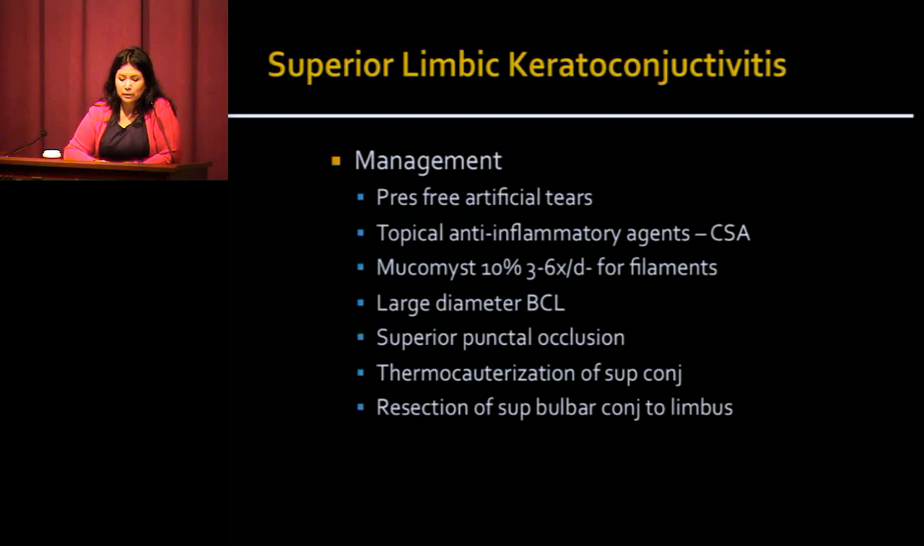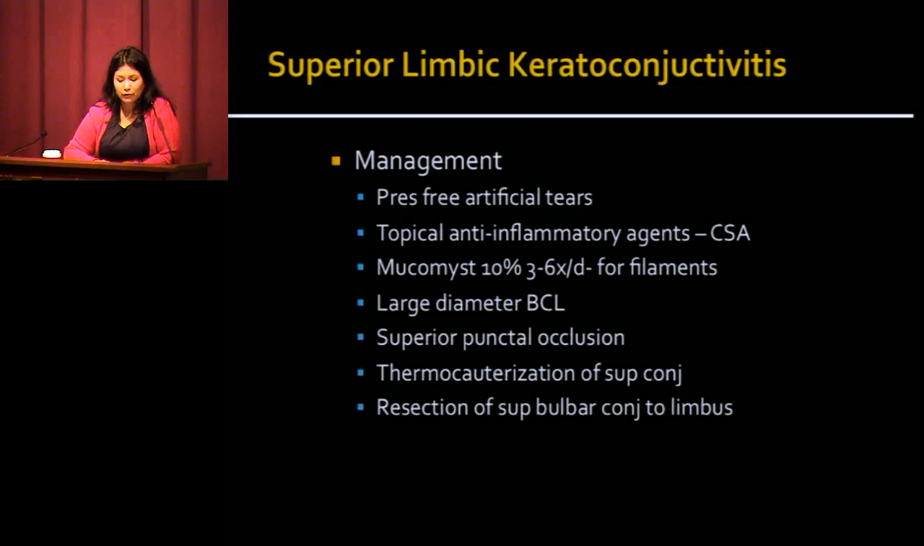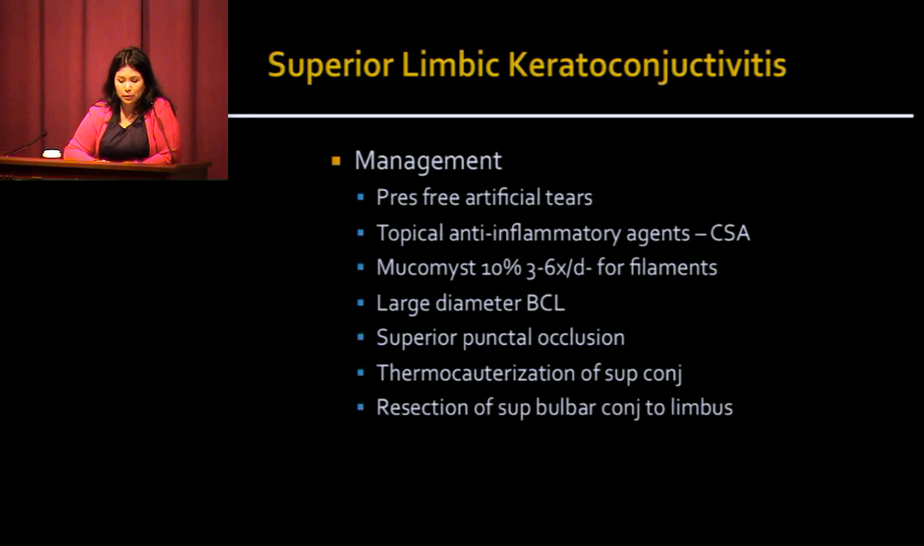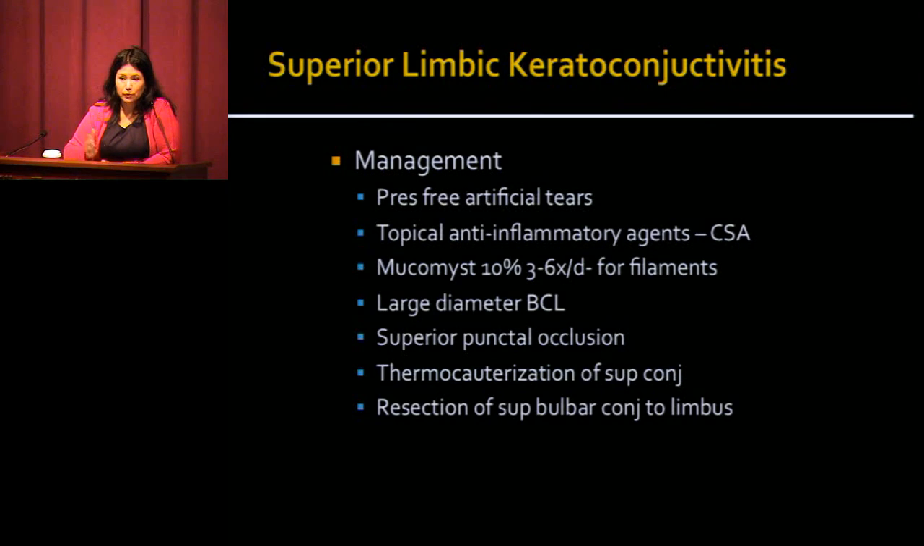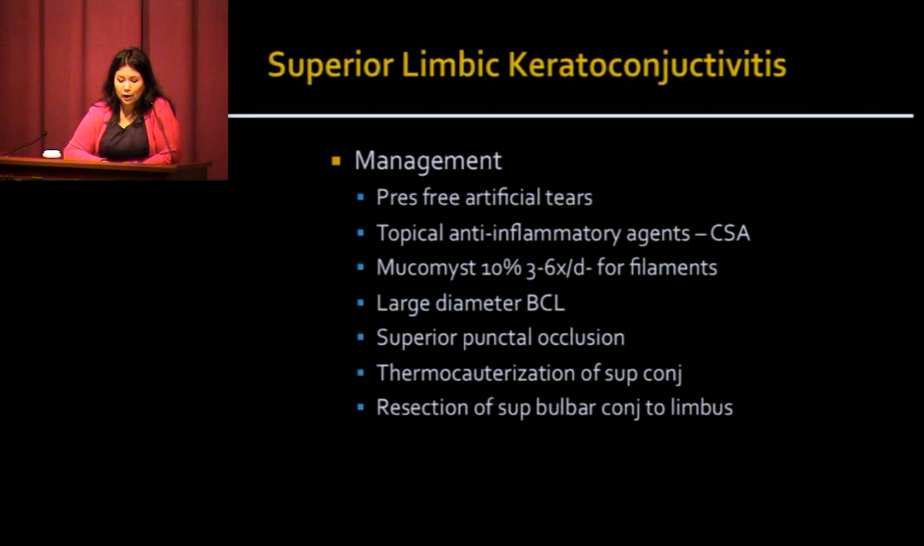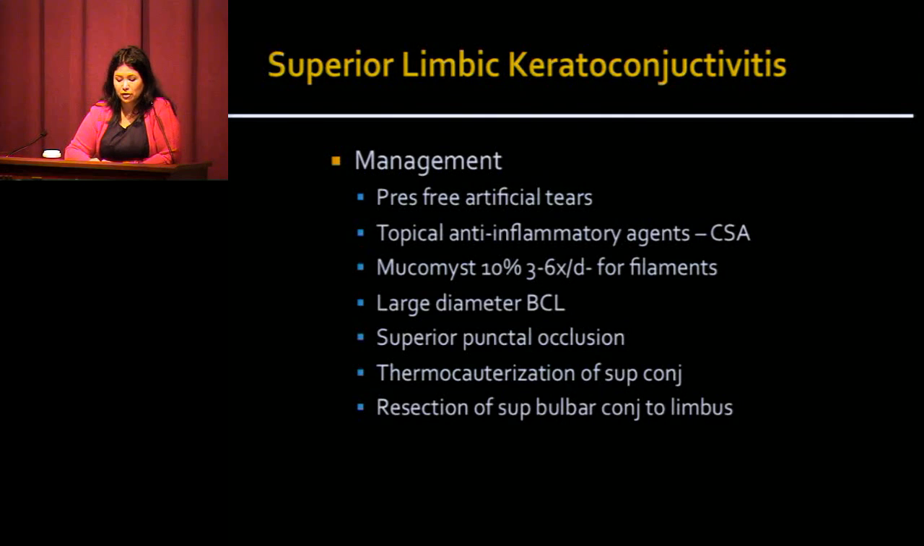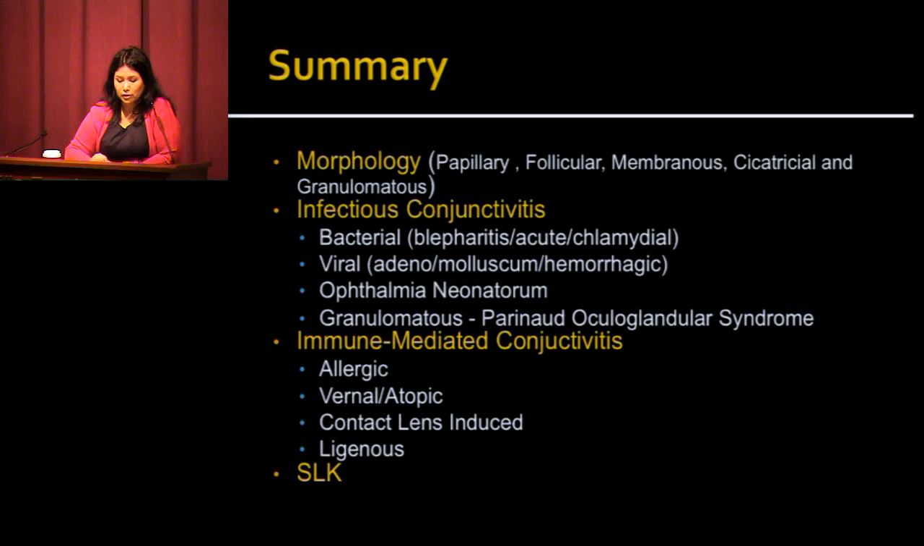The management is usually preservative-free tears. You can use cyclosporin drops, Mucomyst as well for the filaments. You want to remove them and then maybe put them on Mucomyst if it recurs. A large diameter bandage contact lens to prevent rubbing from the eyelid onto the superior bulbar conjunctiva. Superior punctal occlusion can help, and then they talk about thermocauterization of the superior conjunctiva and resection, actually, also of the superior bulbar conjunctiva.